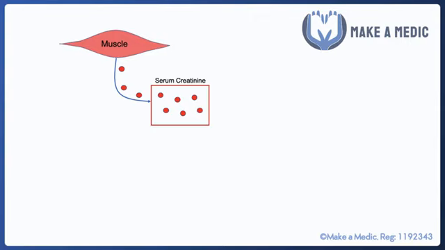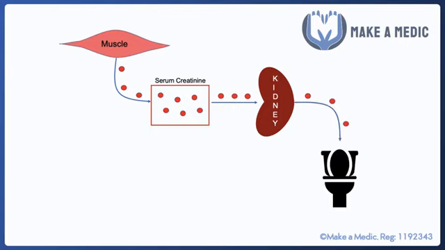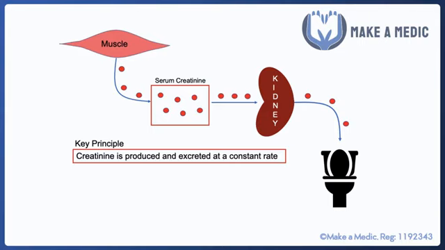So it goes into the bloodstream, and from the bloodstream we can sample it and measure the serum creatinine concentration. From the bloodstream it goes to the kidneys, and it's excreted via the kidneys in your urine. And the important property about creatinine is that it's freely filtered, which means that the concentration within the plasma is the same as the concentration within the filtrate of the kidneys. So the key principle that helps you understand creatinine is that it's produced by the muscle and excreted by the kidneys at a constant rate.